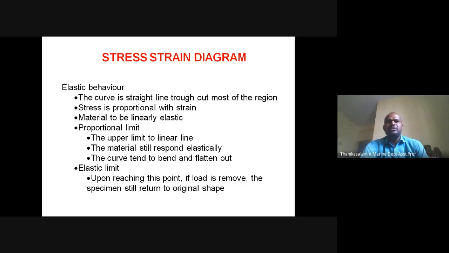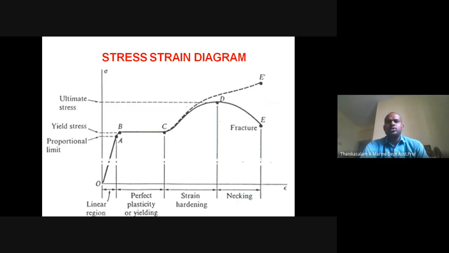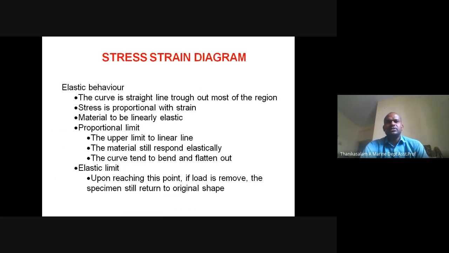This is the elastic behavior in the stress-strain diagram. The curve is a straight line throughout most of the region, so the stress is proportional to the strain. The material behaves linearly elastic up to here, from O to A, the linear region. That is, as stress increases, strain also increases.